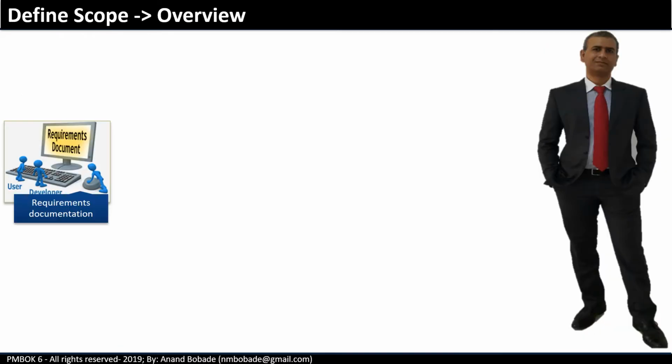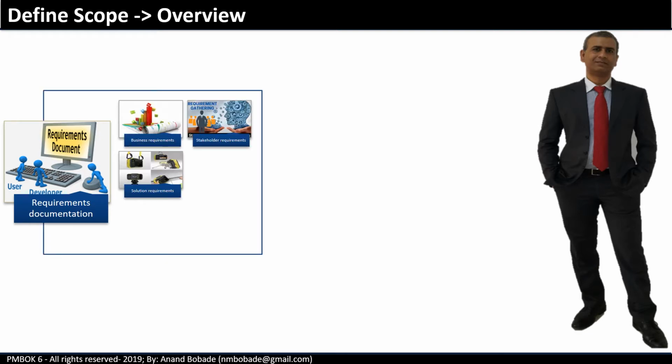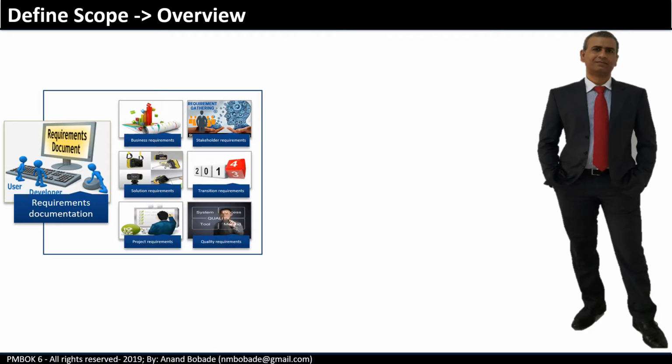In the previous process, that is collect requirements, we collected, analyzed, prioritized and finalized requirements that will go into the product or service that the project is going to create. Requirements include business requirements, stakeholder requirements, solution requirements, transition requirements, project requirements, quality requirements, and so many different types of requirements depending upon in which industry you are executing the project.